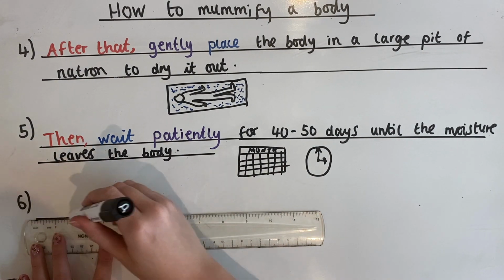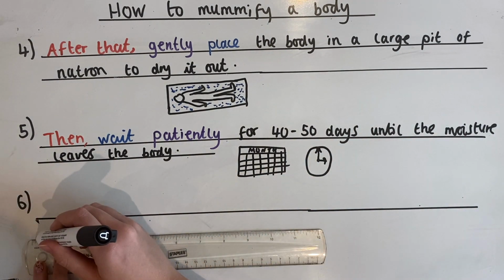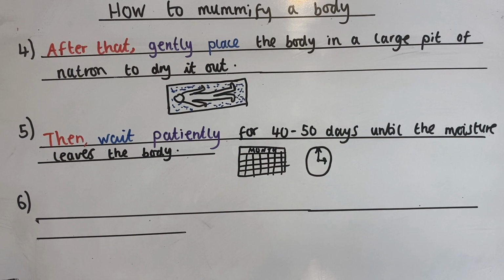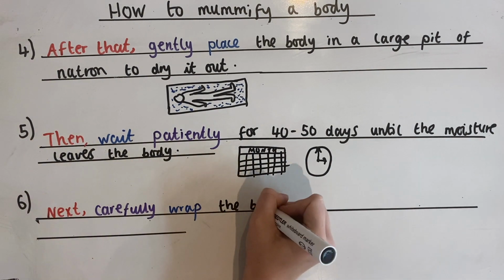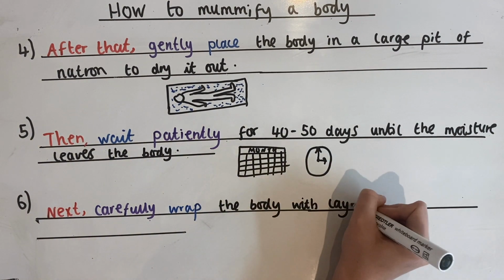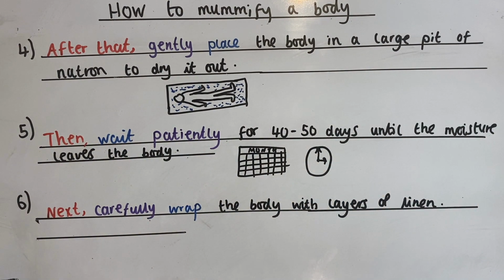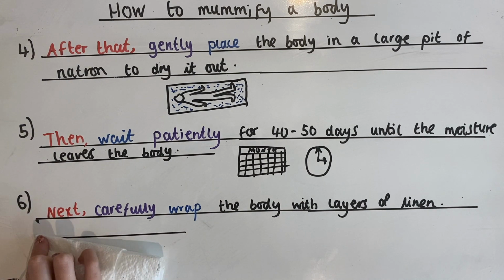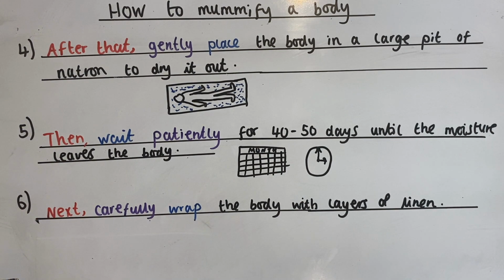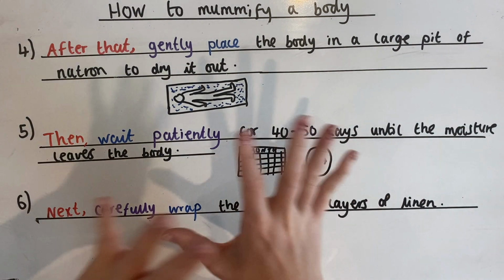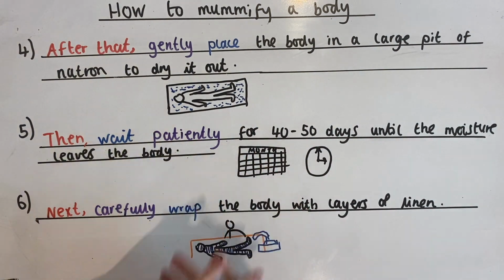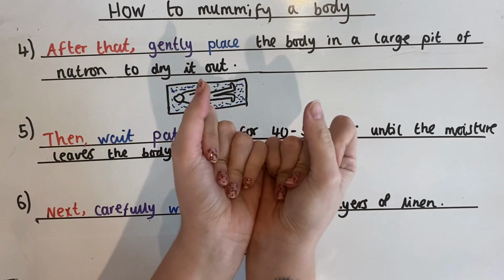Now on to our 6th step. I'm going to begin with the time connective next. Next, carefully wrap the body with layers of linen. Can you spot my adverb and my bossy verb in that step? I'm going to add my illustration, and now I'm going to clear my board so I can continue to write my instructions.